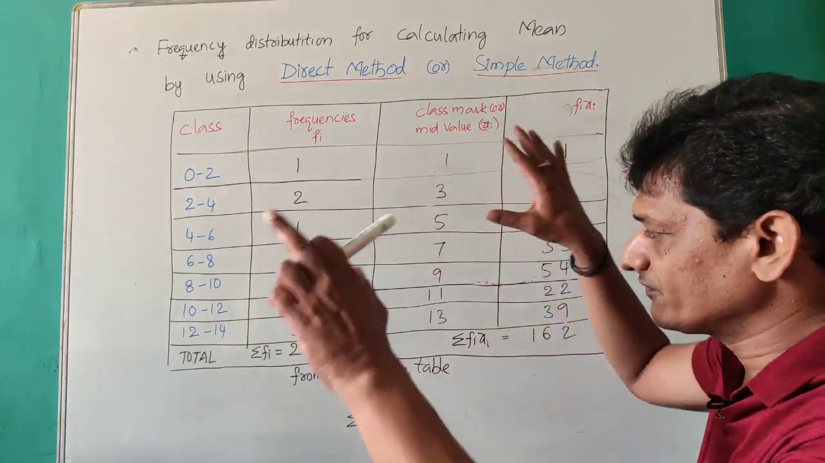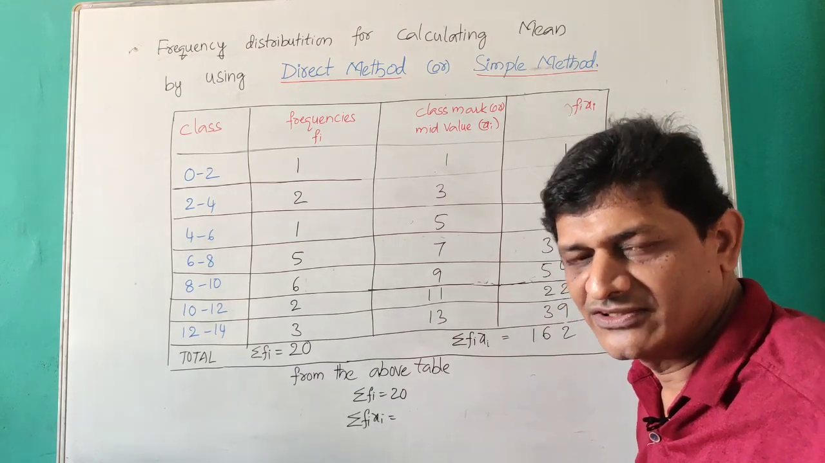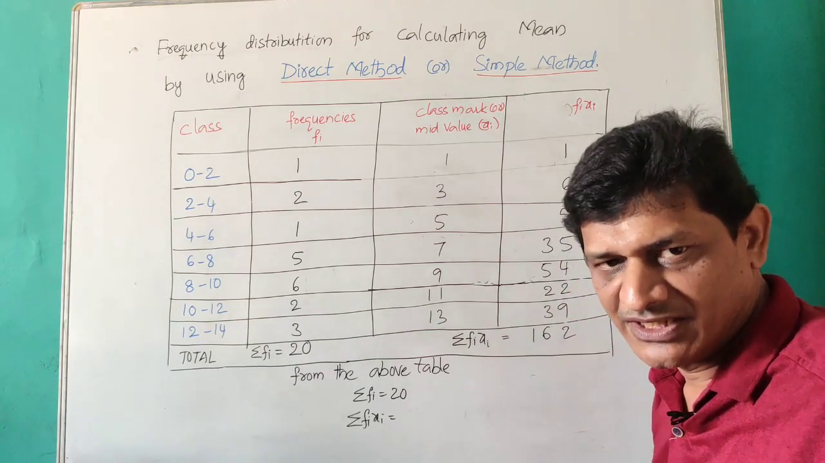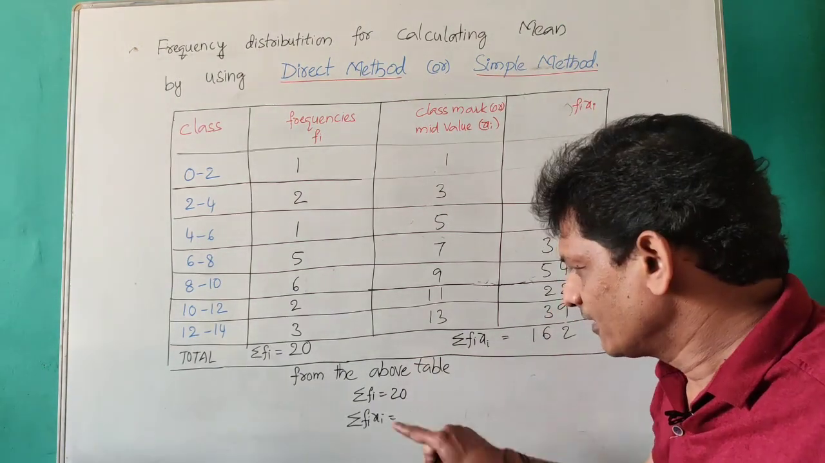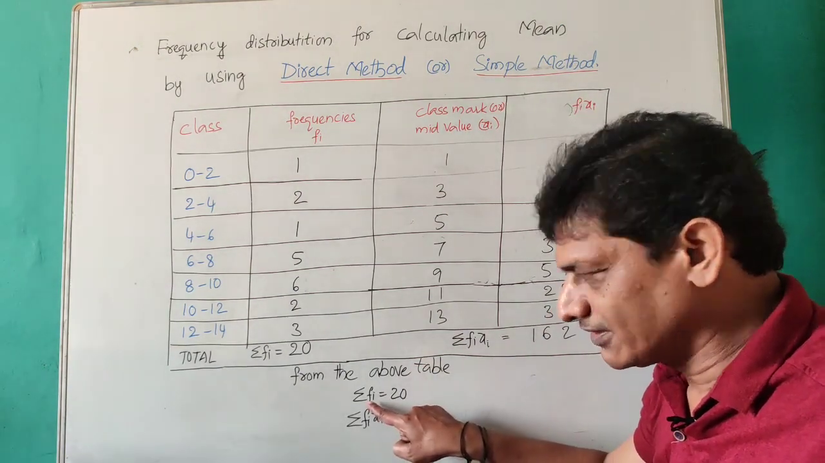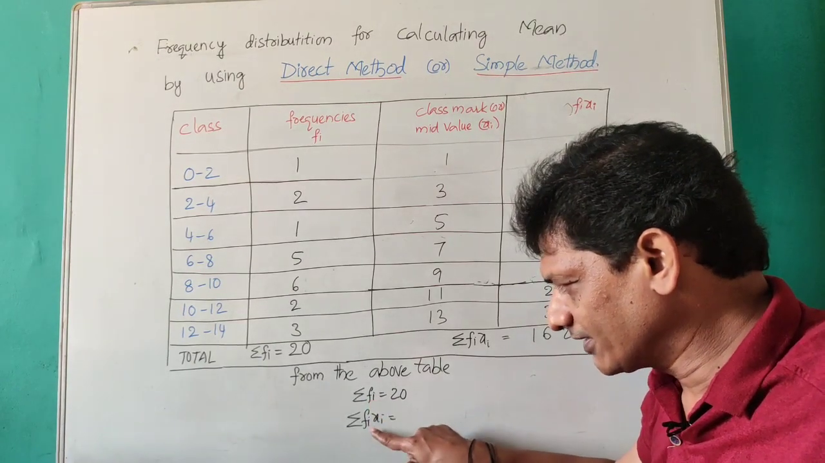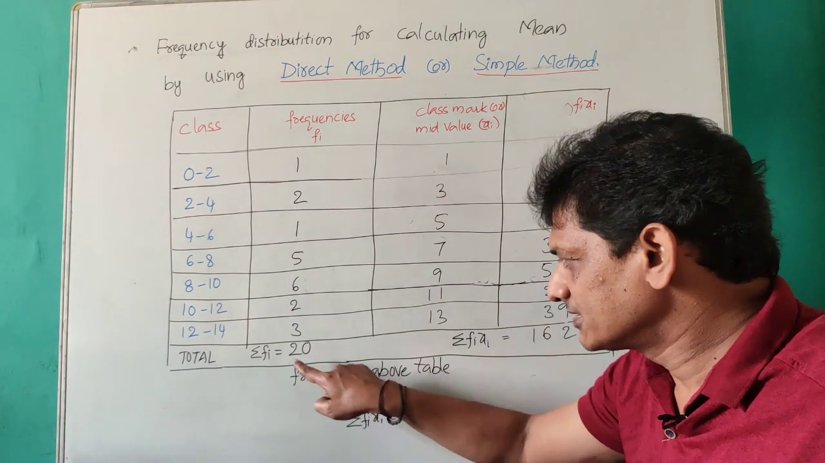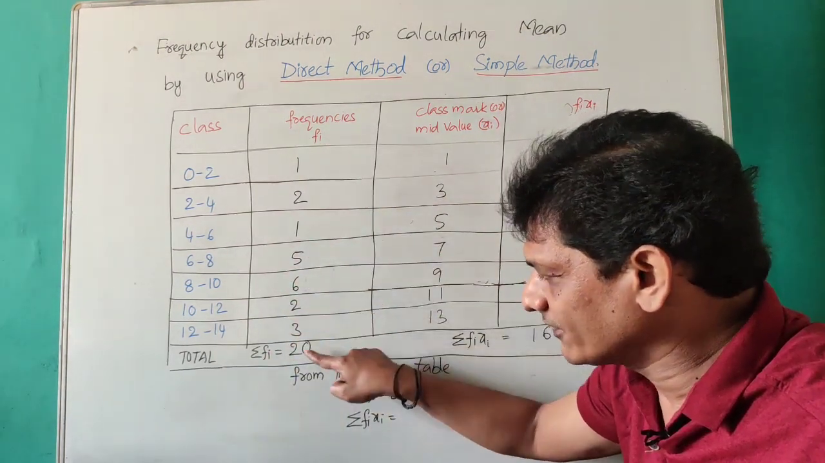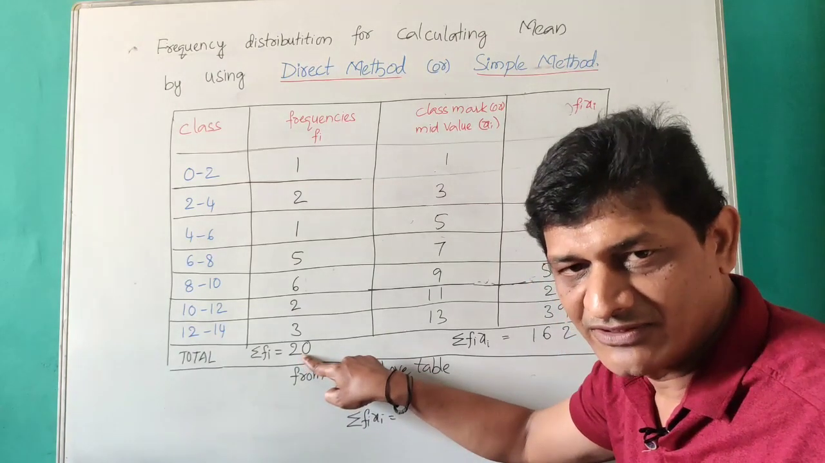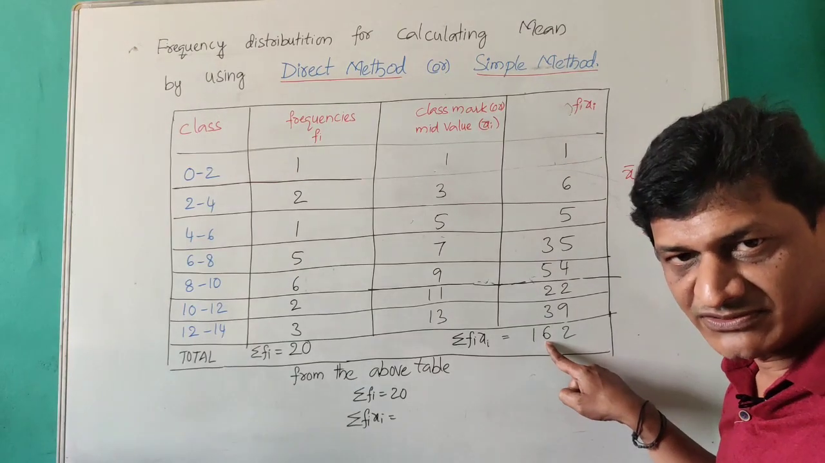Now after completion of this table, whatever values are required to calculate the mean should be written at the bottom of the table. What is required for calculating the mean? One is sigma fi, the other one is sigma fi xi. Sigma fi is nothing but the sum of frequencies. Add all these frequencies, you get a value of 20, and sigma fi xi is obtained as 162.